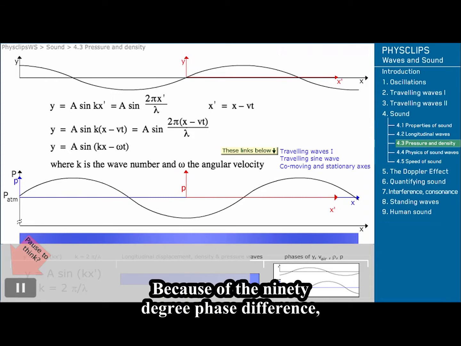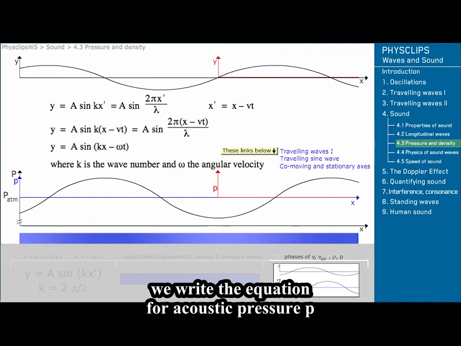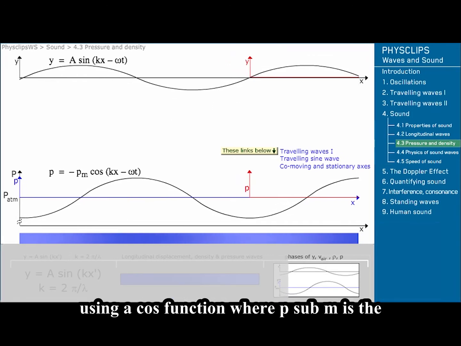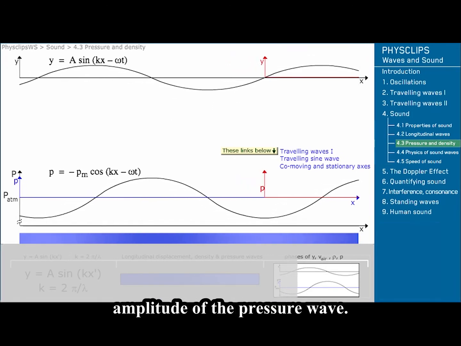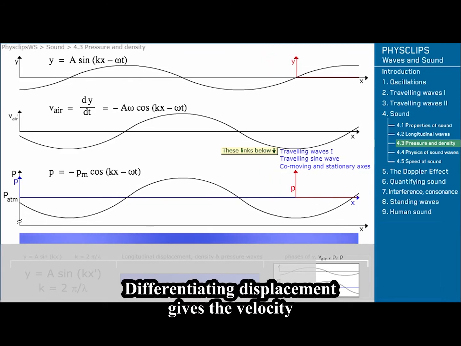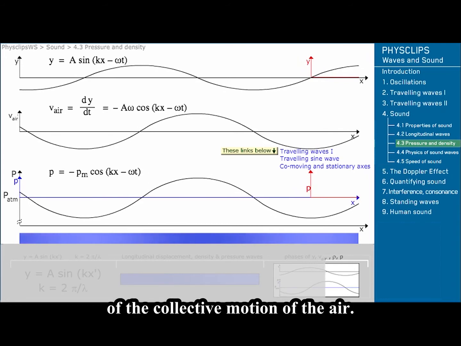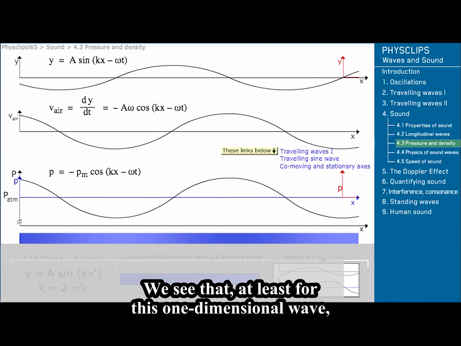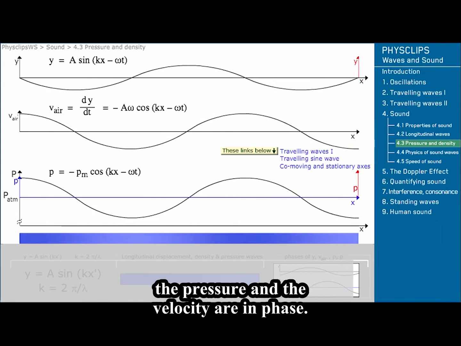Because of the 90-degree phase difference, we write the equation for acoustic pressure p using a cos function, where p sub m is the amplitude of the pressure wave. Differentiating displacement gives the velocity of the collective motion of the air. We see that, at least for this one-dimensional wave, the pressure and the velocity are in phase.